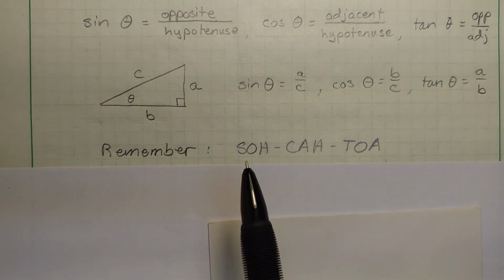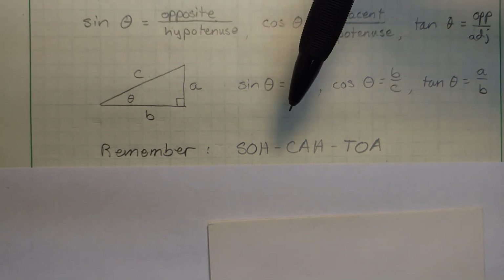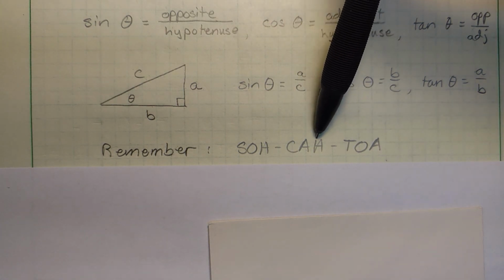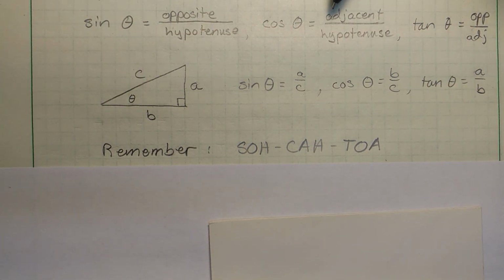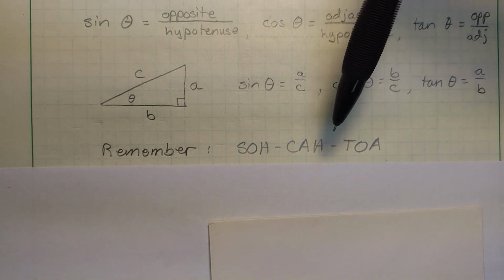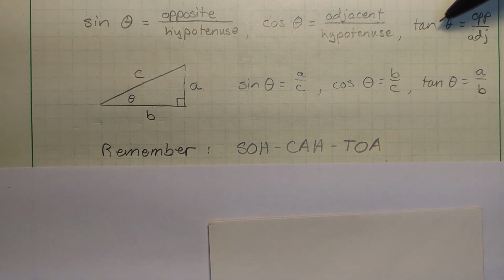So, SOH is from sine is opposite over hypotenuse. CAH, cosine is adjacent over hypotenuse. And TOA, tangent is opposite over adjacent. Just like we have there. If you remember Camp SOHCAHTOA, you should be able to remember how to compare your sides in trig ratios.